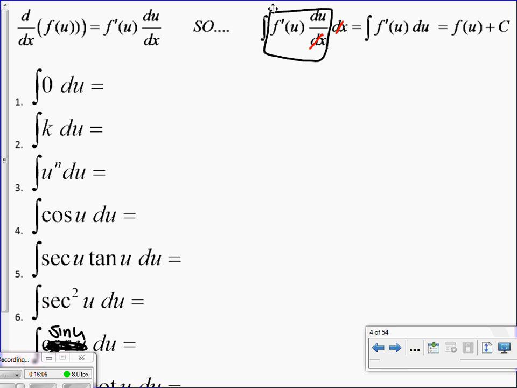All right, you ready to go over these? What's the antiderivative of 0? It's just a constant. The derivative of any constant is 0. What's the antiderivative of k with respect to u? Ku plus c. If that was a dx, it'd be kx. If it was a dt, it'd be kt. Okay, what is the antiderivative of u to the n?